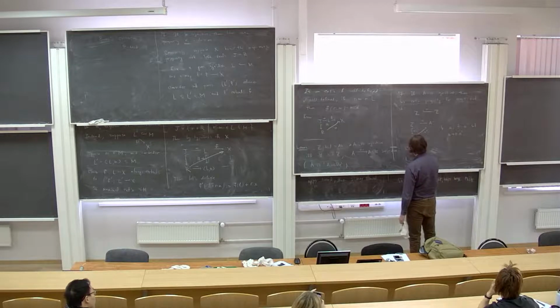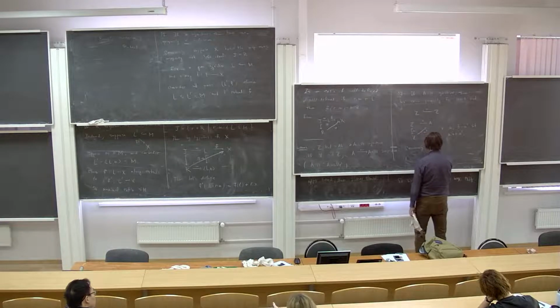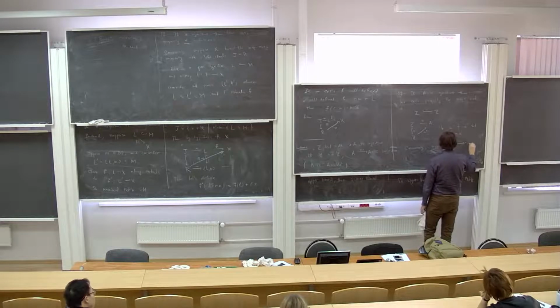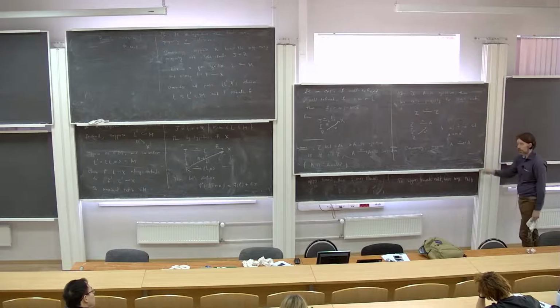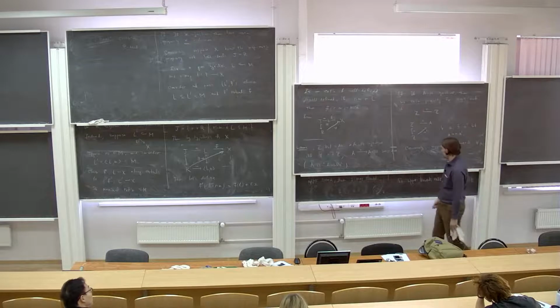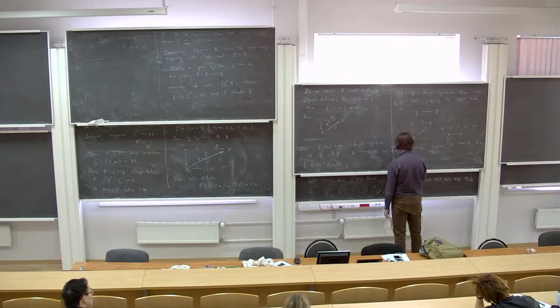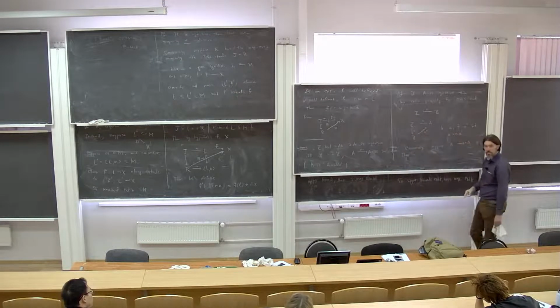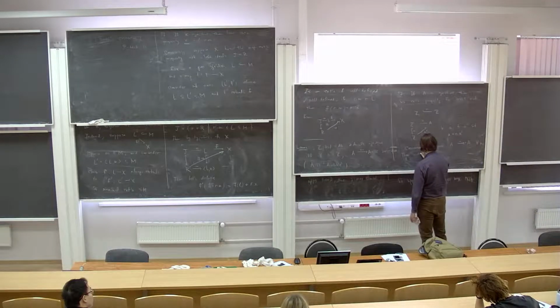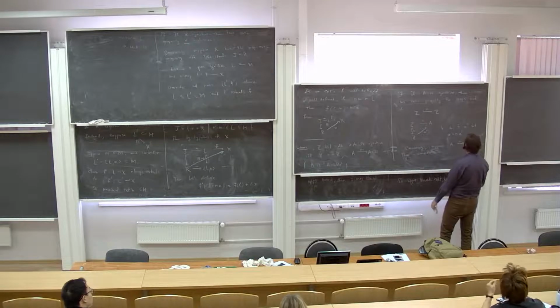Conversely, suppose A is divisible, or this map is surjective for all n. Then I want to check it has the lifting property with respect to these. So let's see, how do I do this?